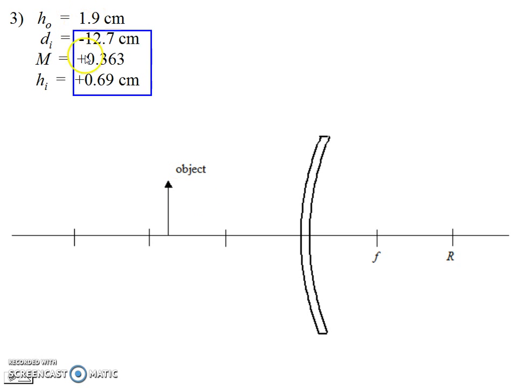Okay, so here's our calculations. We should be getting a negative 12.7, positive 0.363, positive 0.69, where again we're doing 2 sig figs here because we measured 2 sig figs in HO, but 3 sig figs in these ones because we're given 3 sig figs in the problem. Now pause the video and make your predictions.